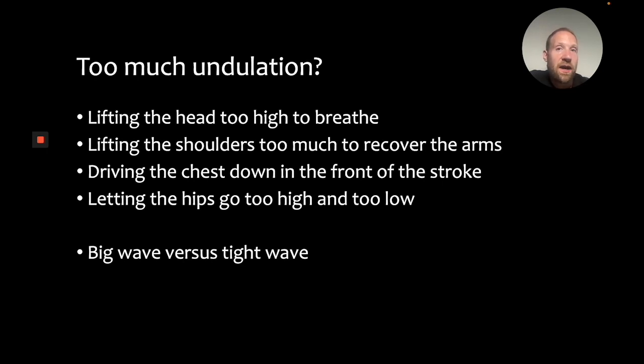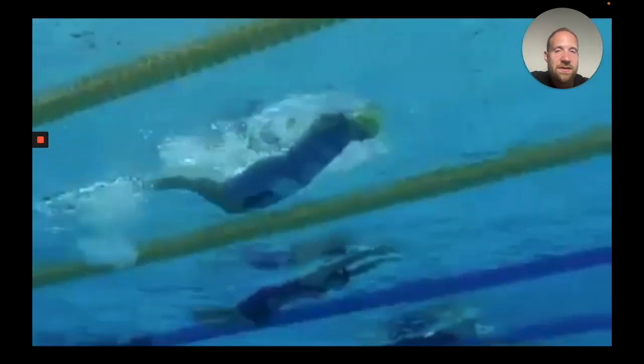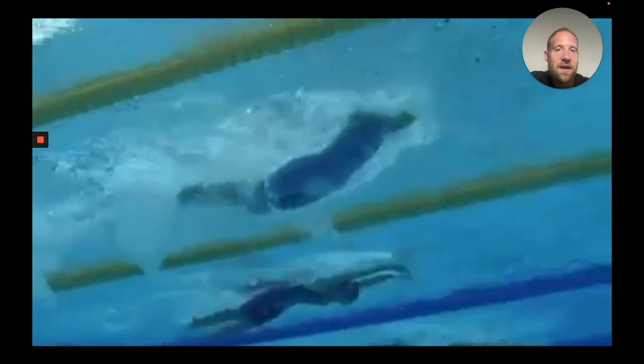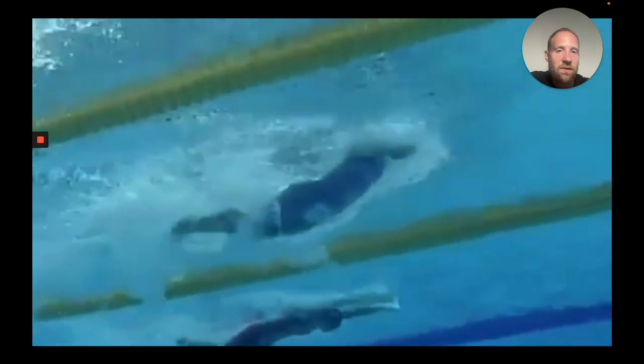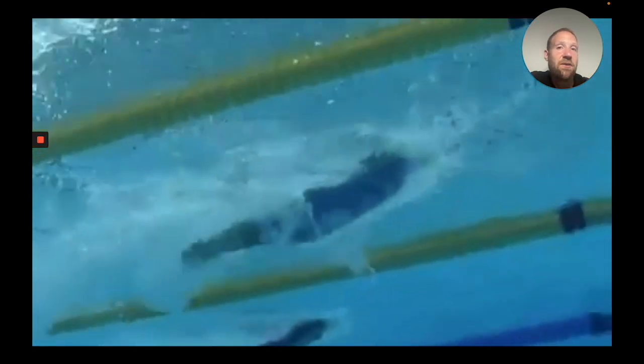So instead of a big wave, you want a tight wave. It still needs to be there, but it needs to be controlled. There's still undulation, but it's tight, it's not excessive, and the hips pretty much stay right up at the surface, and the chest dips down under the surface slightly, but it's not excessive.